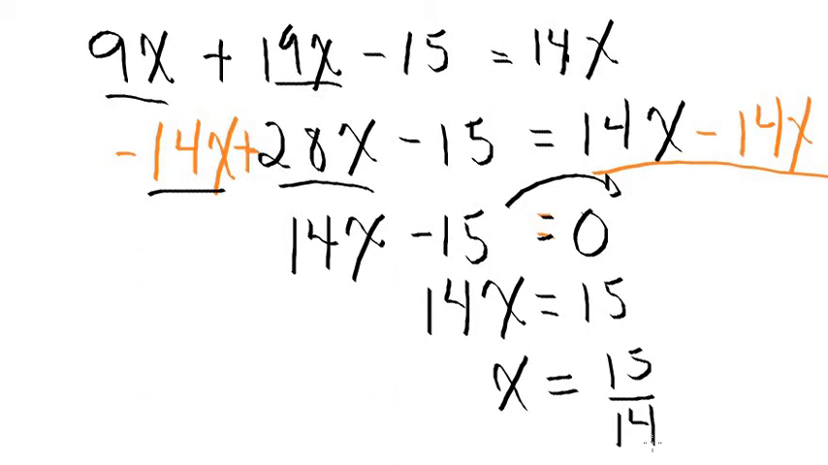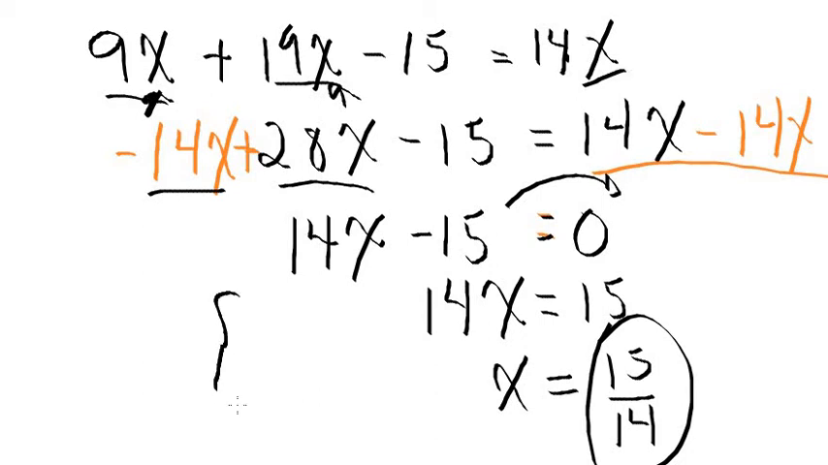Okay, so to check our work, we take this 15 over 14 and we plug it in for x here, and after doing the arithmetic, the left hand side should equal the right hand side as long as we plug that 15 over 14 in for that x. Okay, so the solution set is the set that contains only 15 over 14.